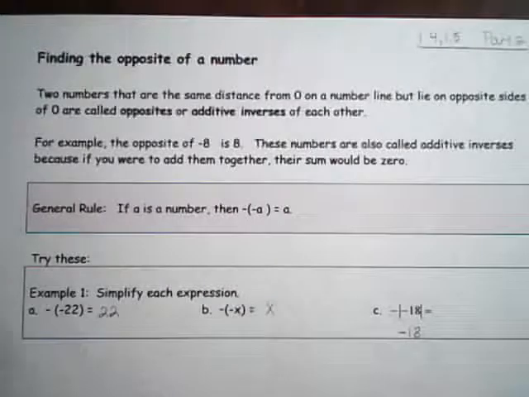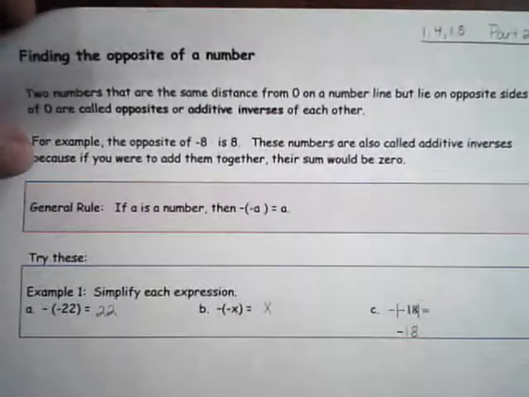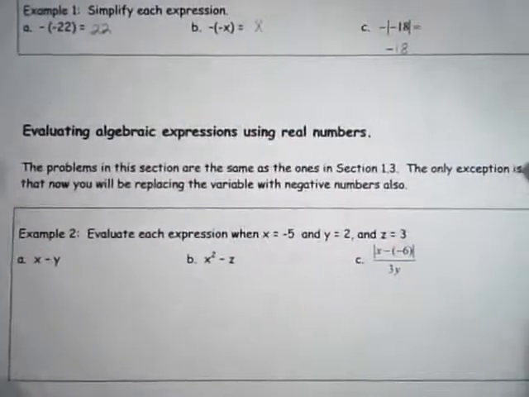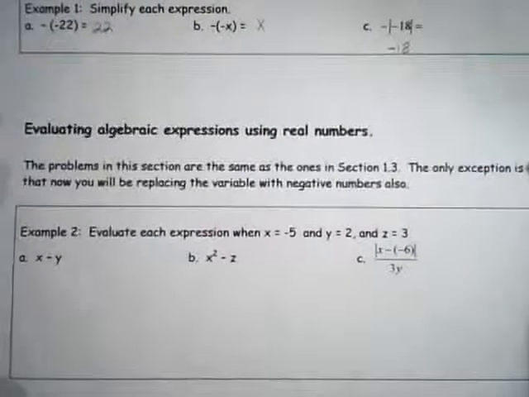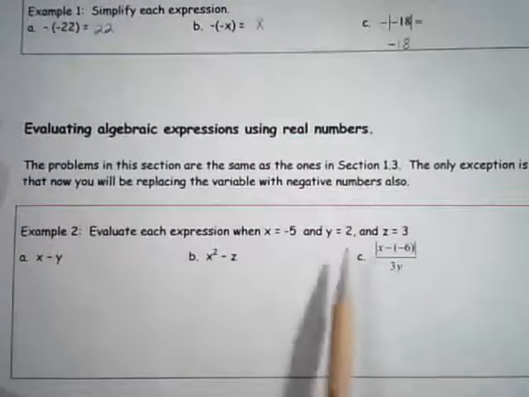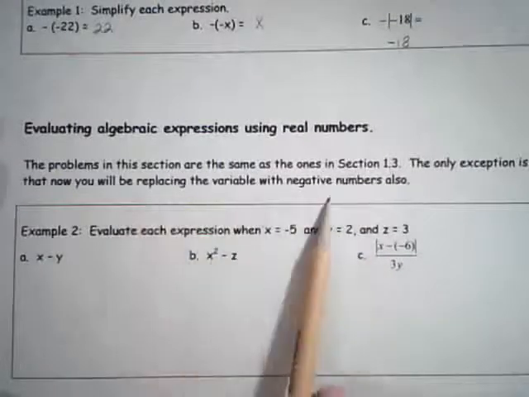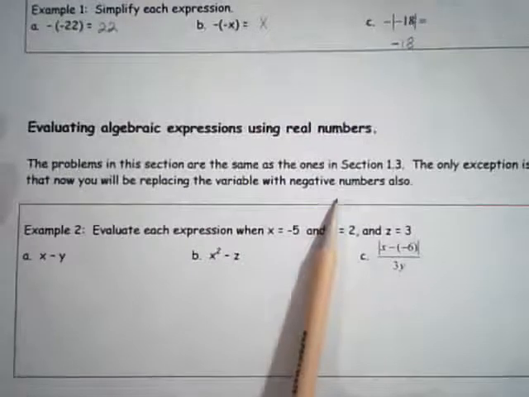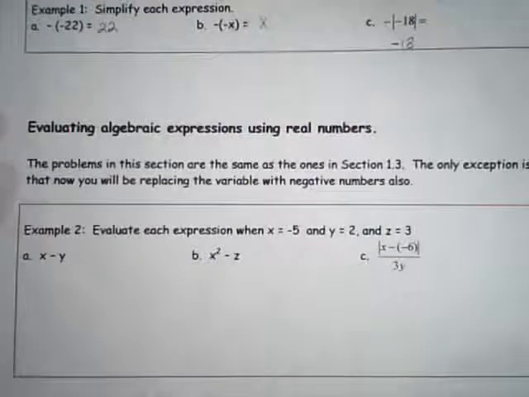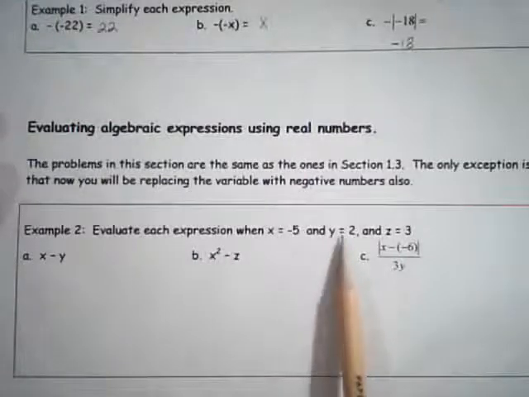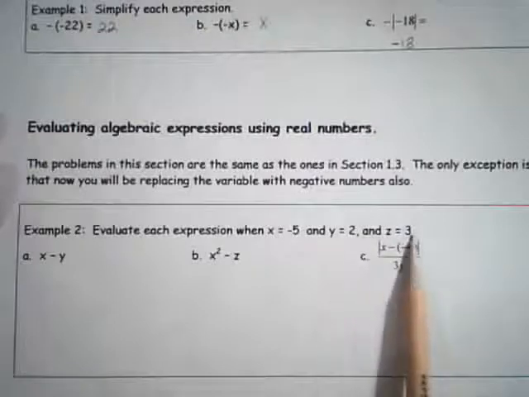The second half of this sheet deals with evaluating algebraic expressions using real numbers. Now we've done this before also in section 1.3 where we evaluated for different values of a variable, but this is the first time that you're actually going to be replacing the variable with negative numbers and using your order of operations. So example 2 says evaluate each expression when x is equal to -5, y is equal to -2, z is equal to -3.